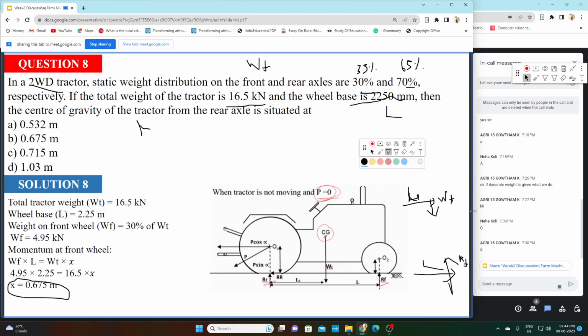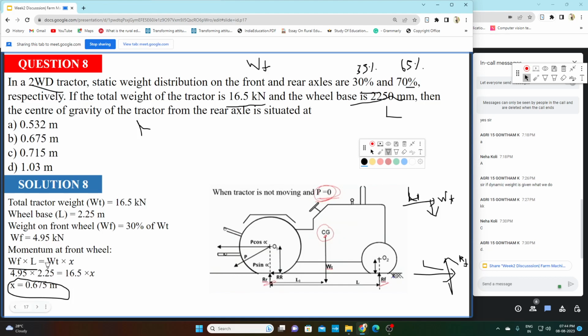Again I am telling, we have to just balance the moment, not momentum. The moment that is going out of the page will be equal to the moment that is coming inside the page. Inside the page, that moment is L1 into WT. The moment that is coming out of the page is L into RF.